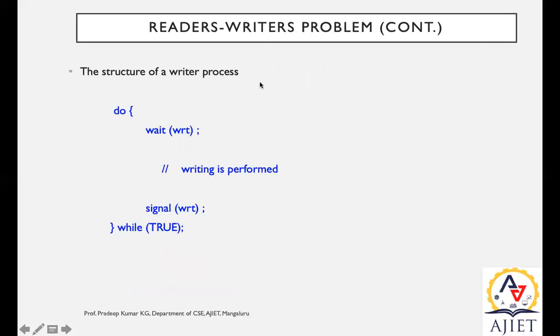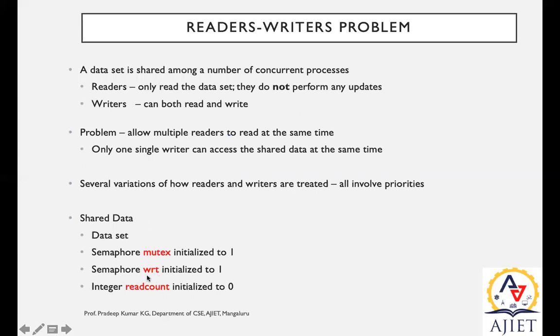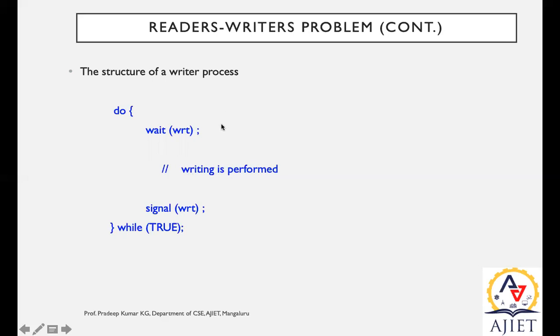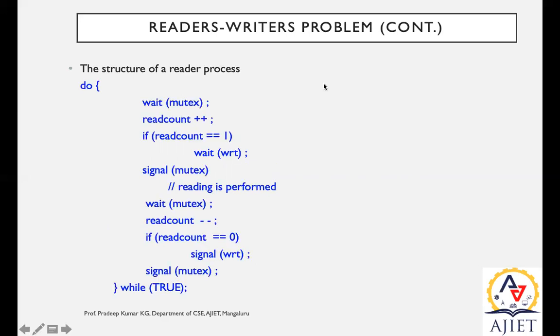The structure of a writer process: do, wait, the writer process. Writing is performed, so we give a chance to the writer. We have the WRT semaphore, which is initialized to 1. Whenever the semaphore has the value 1, it is writing. Writing is performed on the buffer. When it is over, it will release a signal. Till it is true, this repetition may occur. That is the writer process. On the other side, the reader.